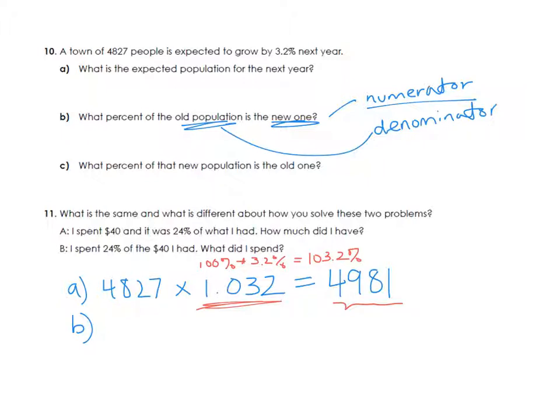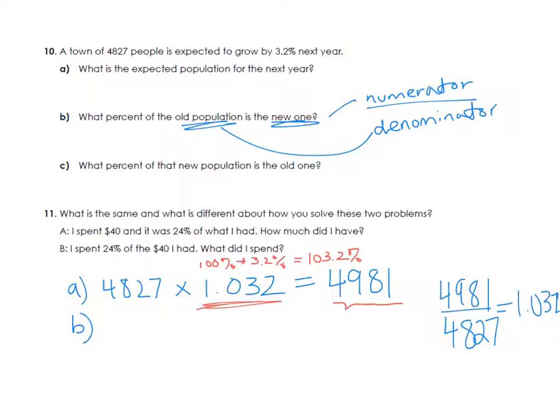So the new population is 4,981 divided by the old population, 4,827, and you're going to get 103%, 1.032, because it is 103.2% of the population of the new one.